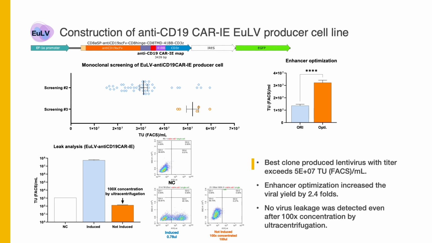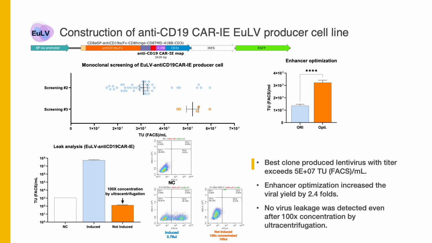So let's see the figures at the bottom. It is for the leakage test. Let's see the one at the left. The packaging cell line without GOI worked as the negative control, shown in this figure as the white bar. And the blue bar shows the virus titer after induction. And the orange bar shows the titer of the non-induced sample, which is after 100 times concentration by ultracentrifugation.